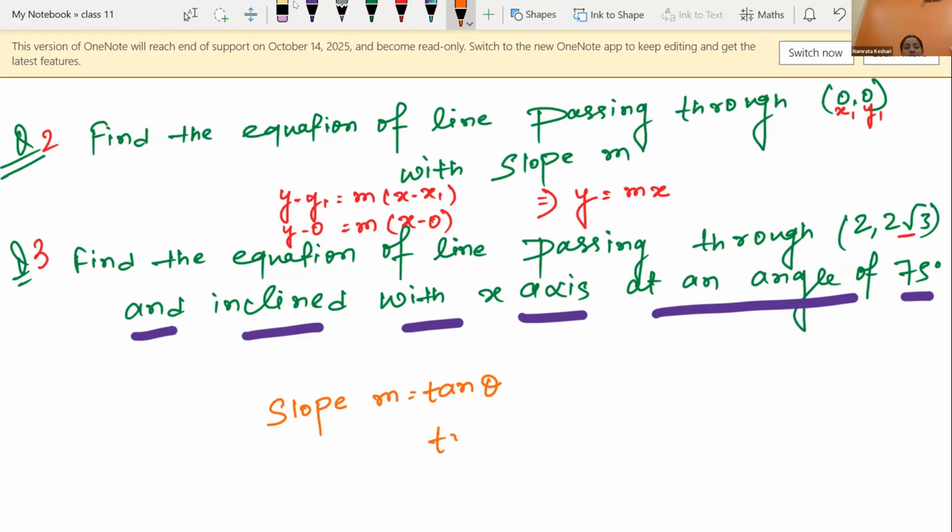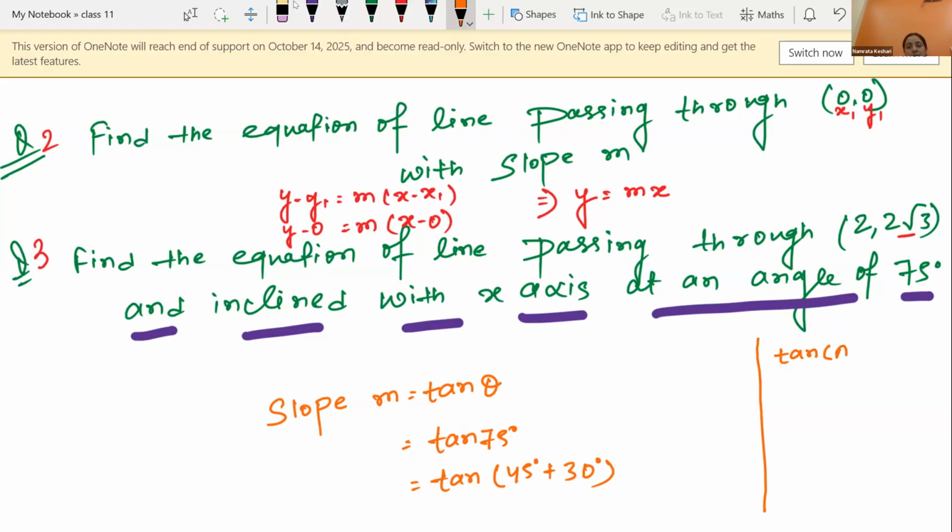So we will be taking tan of 75 degrees. Now, how to find tan 75? Let's check how to do it. Can we take tan of 45 plus 30? Yes or no? Yes, ma'am, we can. And in trigonometry we have a formula.